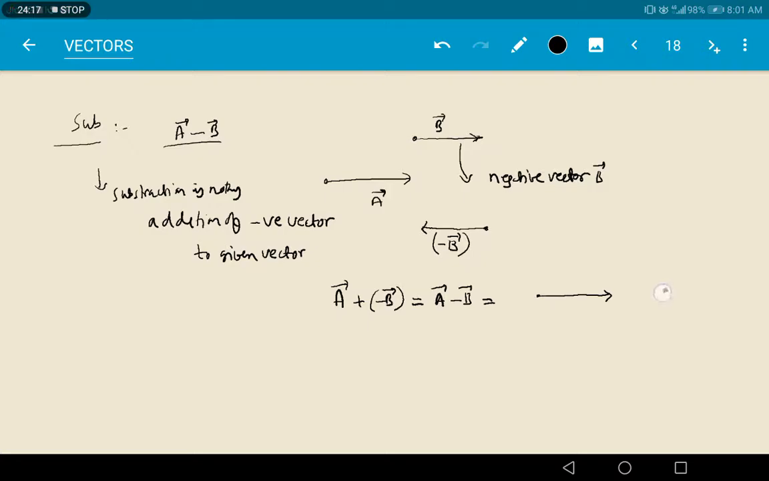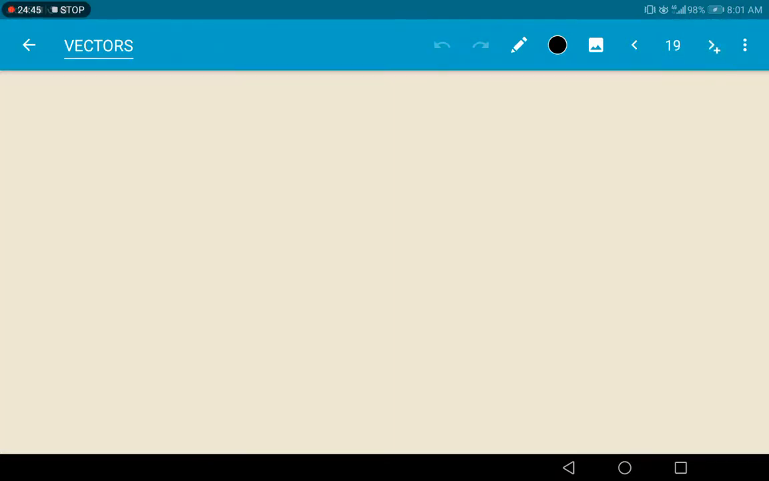Now we are going to add like this. So a bar minus b bar is our representation. Okay. So in this way we can add or subtract the given vectors in the geometrical method.